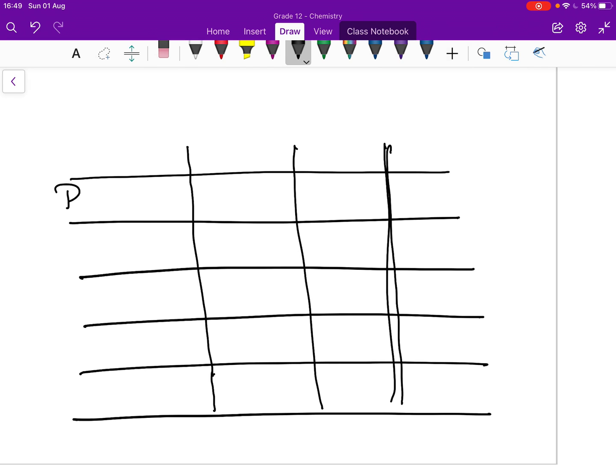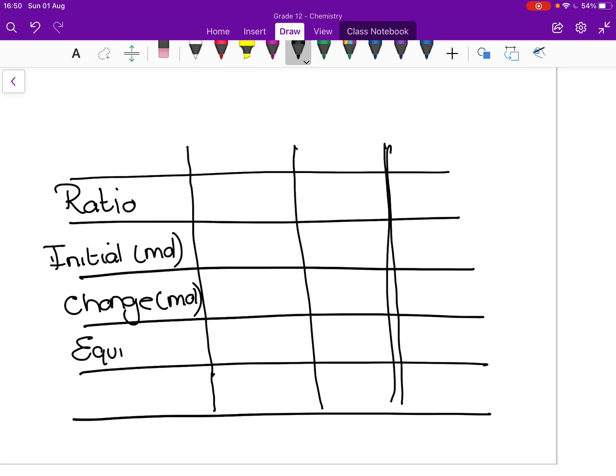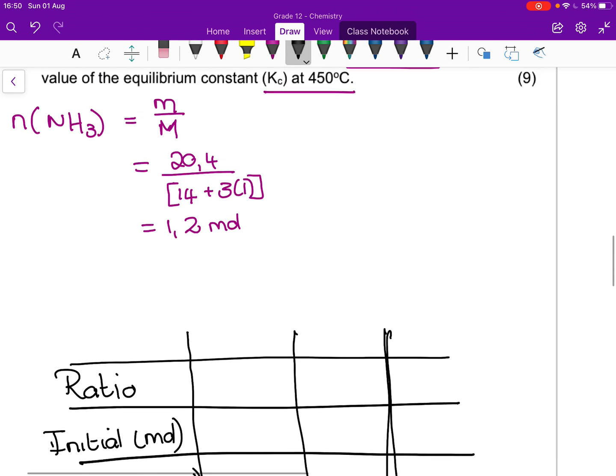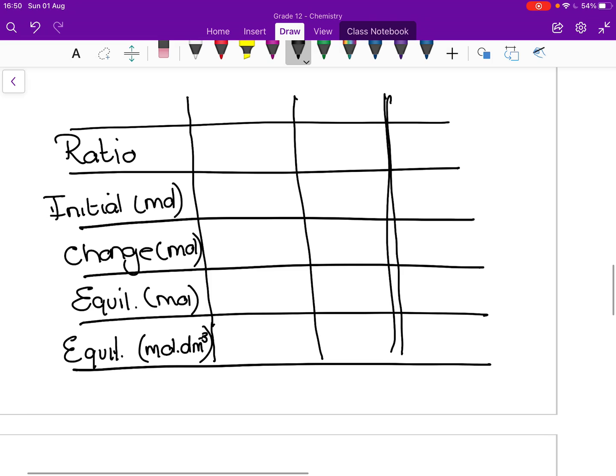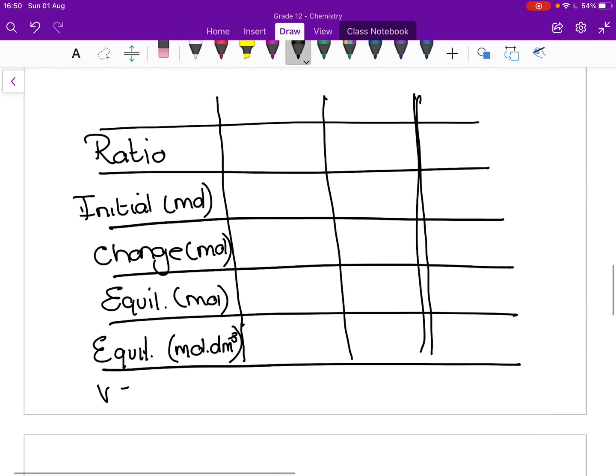So we put our ratio, initial number of moles, change, which is also in moles. Then we have our equilibrium number of moles, and we have our equilibrium concentration, which is moles per decimeter cubed. And I need to remind myself, and I'm going to put it here so I don't forget, that the volume is 5 decimeters cubed.